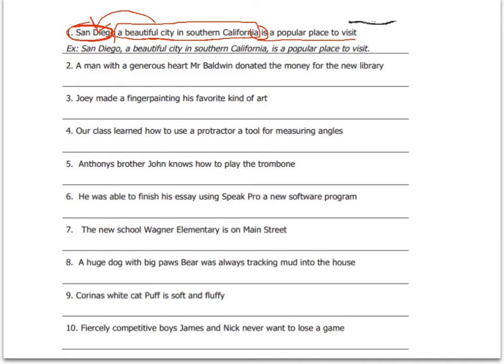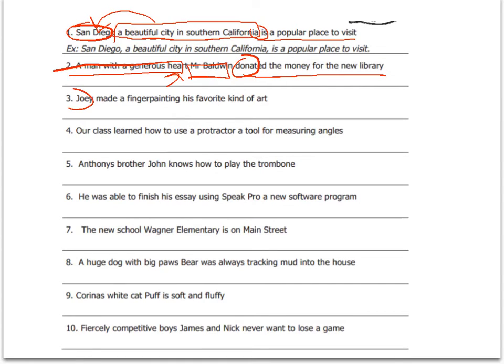Number 2, a man with a generous heart, Mr. Baldwin, donated the money for the new library. So "donated" is the verb, "donated the money for the new library" is the predicate. We know that the subject is going to be Mr. Baldwin. Then "a man with a generous heart" is the appositive, so we need to put a comma between "a man with a generous heart" and Mr. Baldwin.